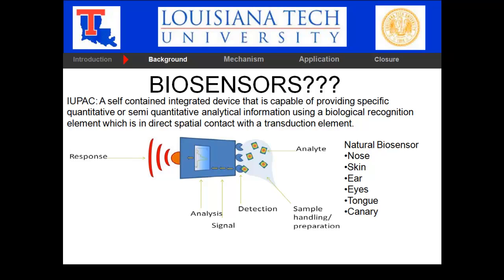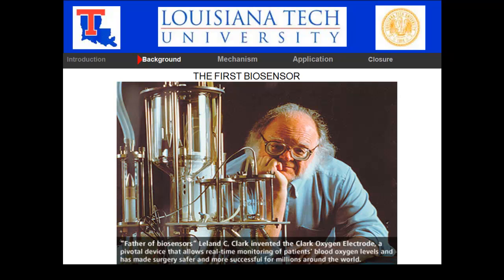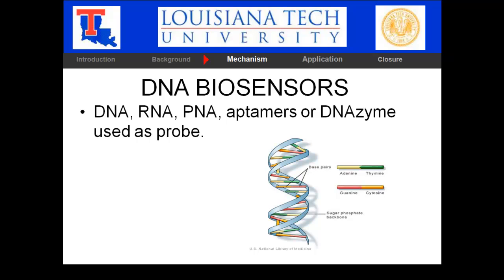Some natural biosensors that we know of really well: our nose, skin, ear, eyes, tongue, and even the canary bird has been used by miners in coal mines to detect poisonous gases. So the first biosensor was a blood oxygen level detector made by Leland C. Clark at the Ohio University, and this is useful for detecting blood oxygen levels in diabetic patients.